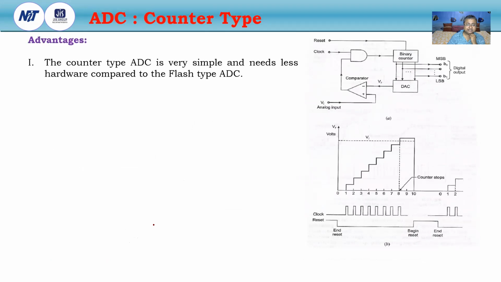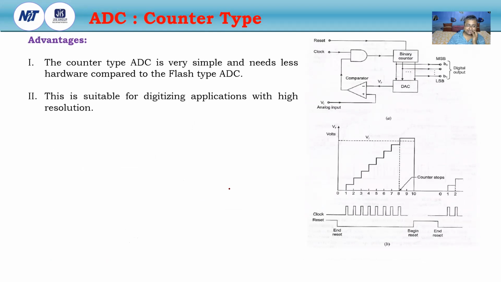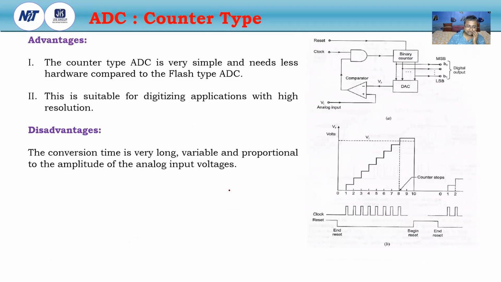So the counter type ADC is very simple and needs less hardware compared to the flash type ADC. This is suitable for digitizing applications with high resolution. The conversion time is very long. This is the disadvantage. It is variable and proportional to the amplitude of the analog input voltage.